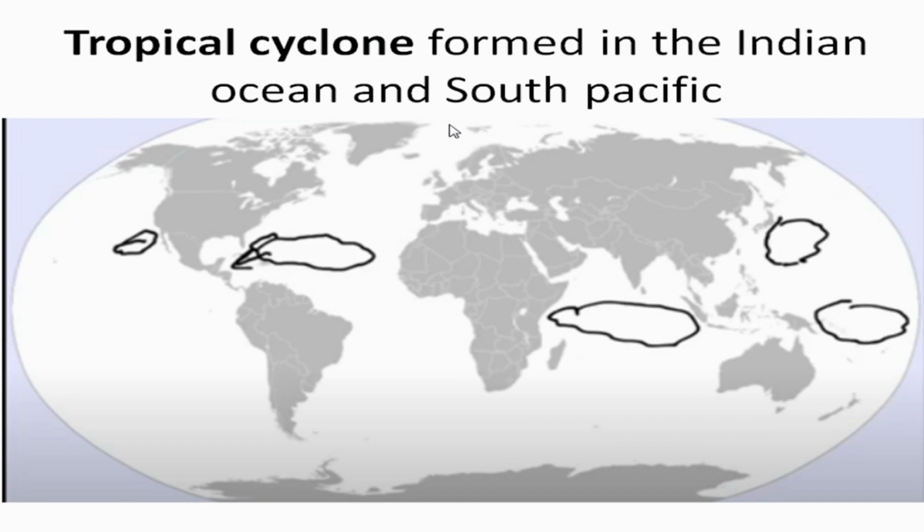Tropical cyclones form in the Indian Ocean and South Pacific. Where is the tropical cyclone? It forms in the Indian Ocean. This is the Indian Ocean. The Indian Ocean is part of the Southern Hemisphere. Also, look, we have the South Pacific. Right? North, south. It is down below, in the Southern Hemisphere. That is why the weather disturbance there is called tropical cyclone.